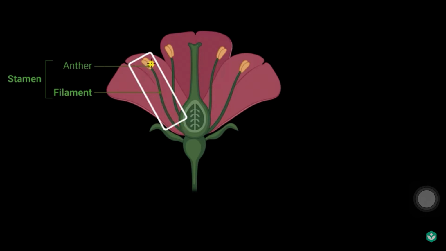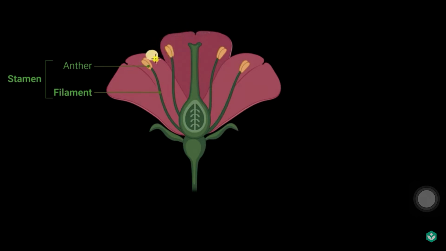So this fertile part produces pollens, and this pollen travels all the way to the female reproductive part of the same flower or different flower and fertilizes the egg and produces seeds and fruits. So in this video, we will talk about how this pollen is produced inside the anther.